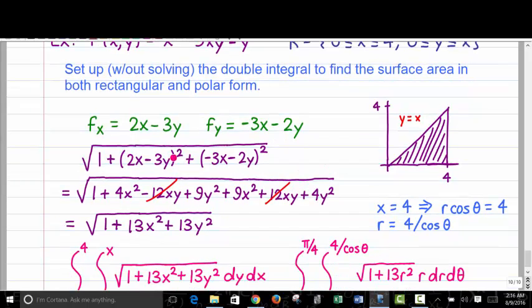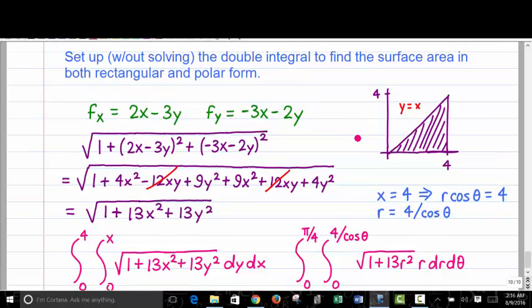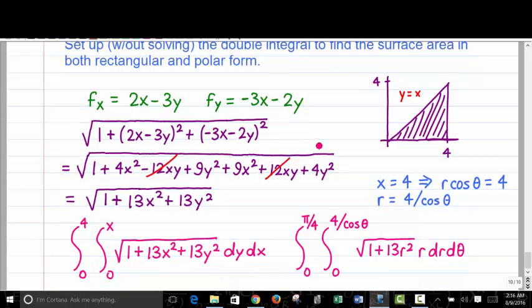So you see I square both of those underneath that radical. I FOILed them out. Remember, you don't square the first term and the last term only. You'd be surprised how many people make that mistake. You would think they wouldn't by the time they're in Cal 3, but that's all right. I'm not going to dwell on it too much. Those 12xy terms cancel, so we end up with 1 plus 13x squared plus 13y squared. So in rectangular form, there's your radical, and then you're going dy dx, from 0 to x, and then 0 to 4.